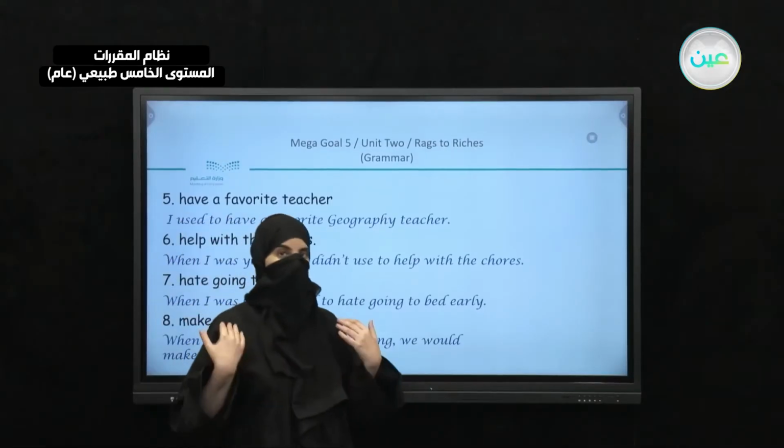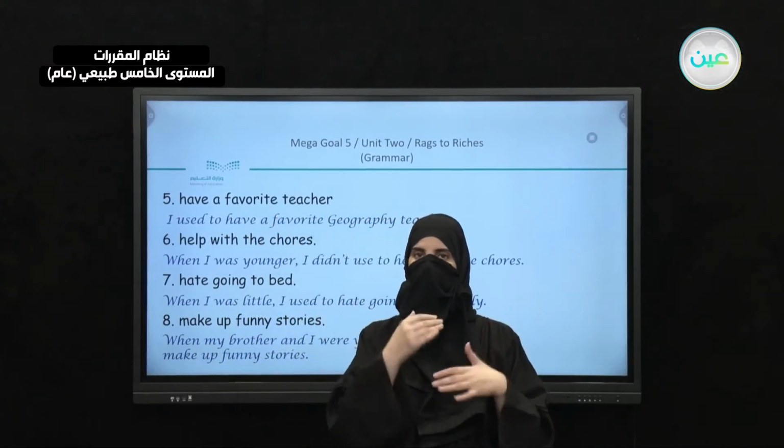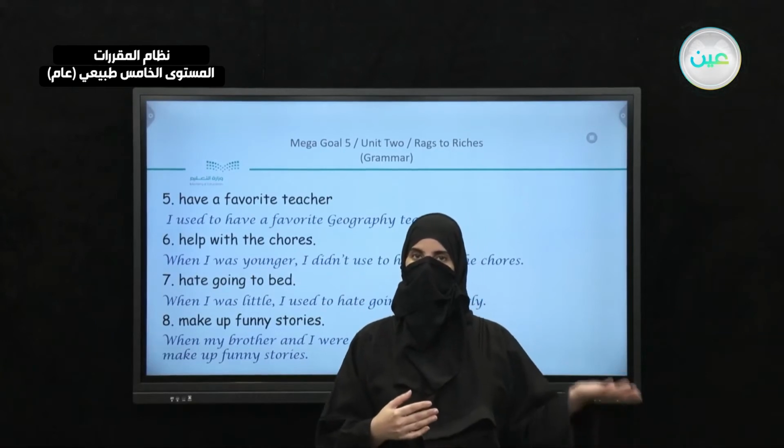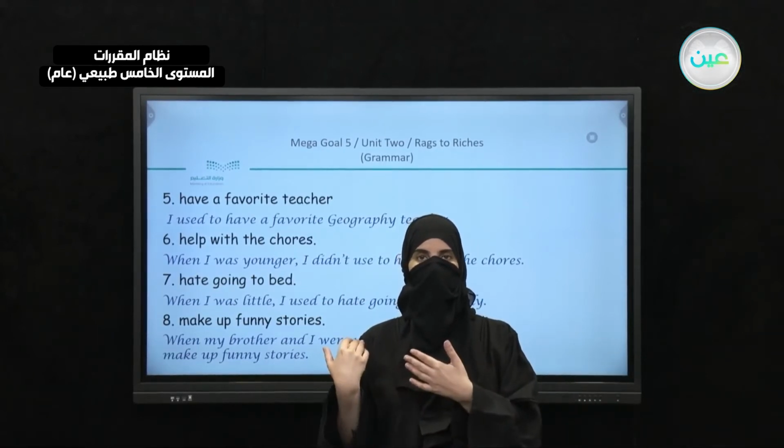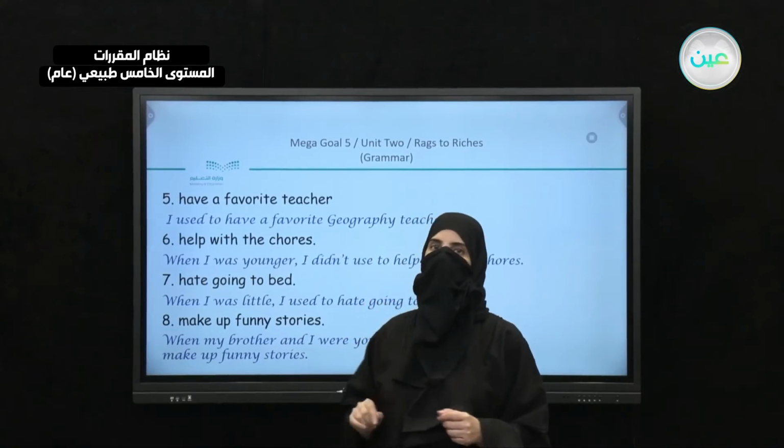So these are just examples. You are free to change, but you have to stick to using one of the forms that you are asked to add in the sentences. And of course, you are going to relate to your childhood. This is the most important part.